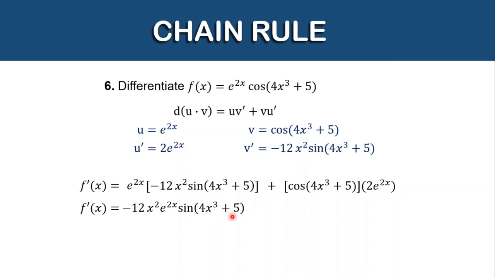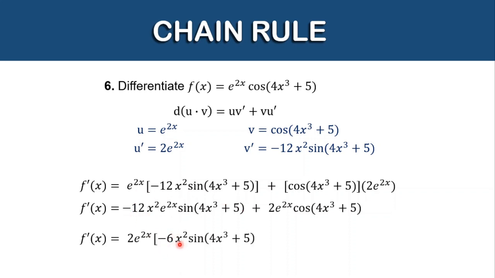Kasi hindi naman natin sila pwedeng ipag-combine. For the second term, ganun din. So we're going to have 2e raised to 2x cosine of the quantity 4x cubed plus 5. Hindi din sila pwedeng ipag-combine. And as you can see dito, kung i-analyze natin yung mga terms, meron tayong GCF na pwedeng ilabas, which is 2e raised to 2x. So, pag nilabas natin yung 2e raised to 2x, what will happen to our first term? This will become negative 6x squared na lang.